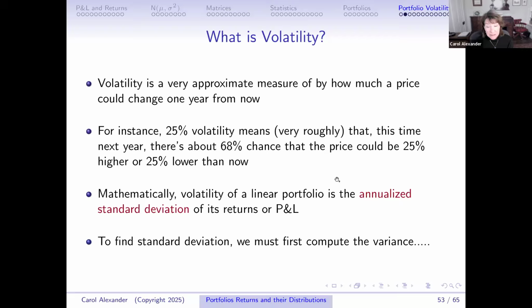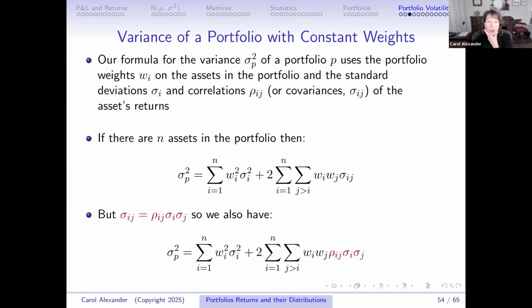So to find the standard deviation, first of all, we must compute the variance. And now I'm going to be talking about how to calculate the variance of a portfolio. Suppose you've got constant weights on a portfolio. So the variance sigma squared P of a portfolio P uses the portfolio weights, not the holdings, and the standard deviations and correlations, or covariances, if you like, of the assets' returns. So we can express it in 2 ways.